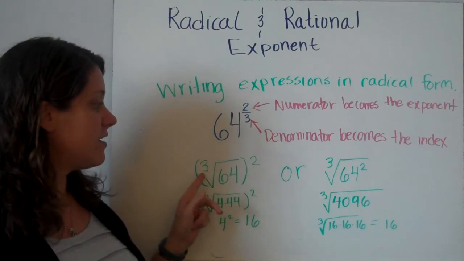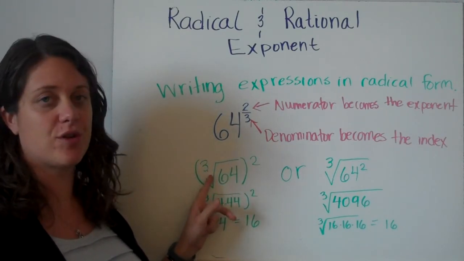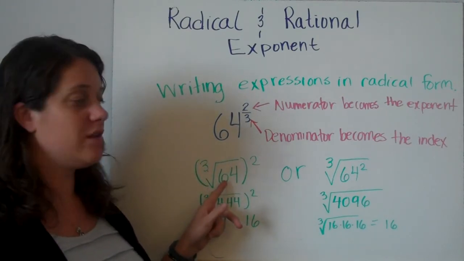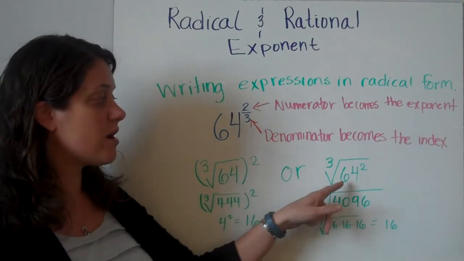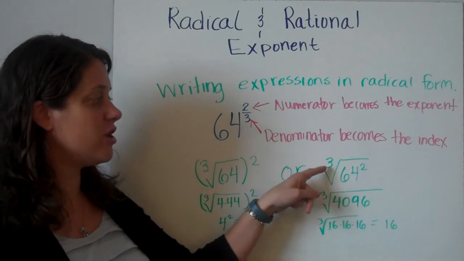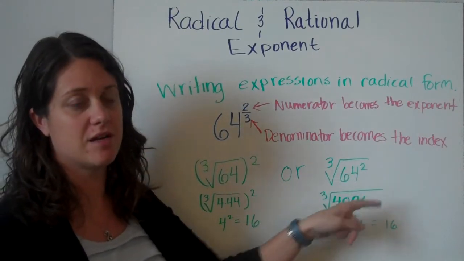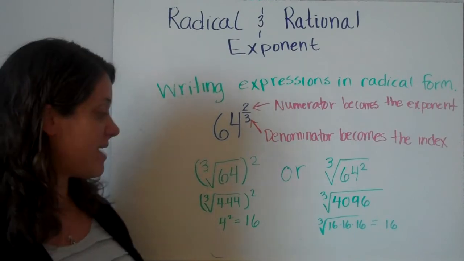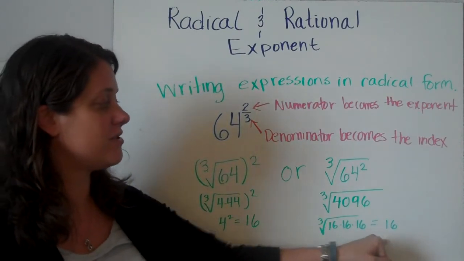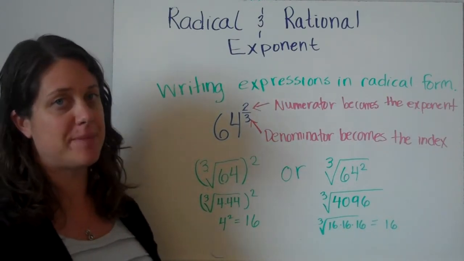You can have the cubic root of 64, or the third root of 64, and all of that raised to the second power, or you can write it like this and have the cubic root of 64 squared. So let's look at how those differ when you simplify them. You do get the same answer. Either way you can see that the answer is 16, but watch what happens.